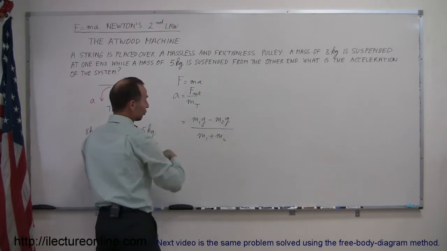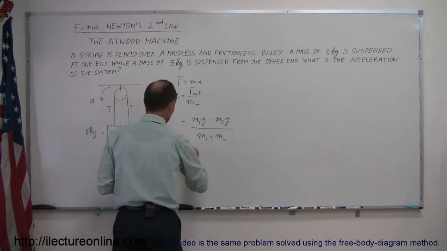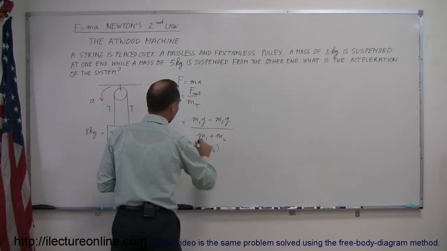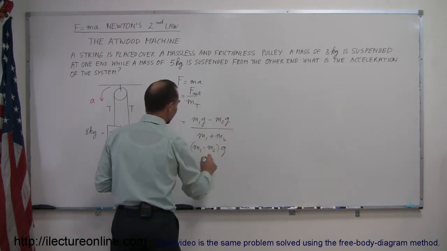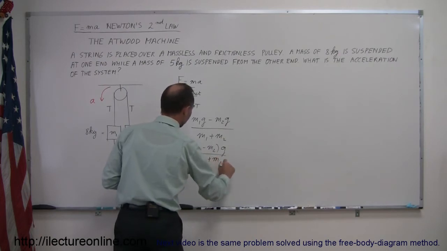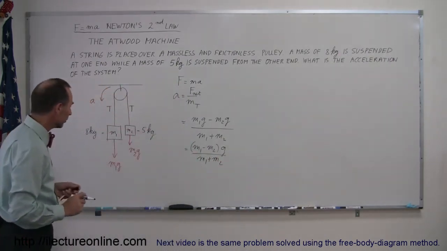Or actually, we can first maybe factor out the g, makes it a little bit easier to work with. So this is m1 minus m2 times g. So I factored out the acceleration of gravity. I go m1 plus m2, like so.